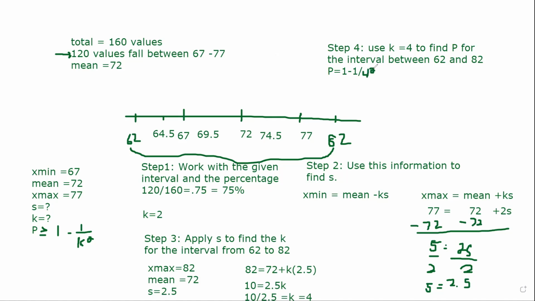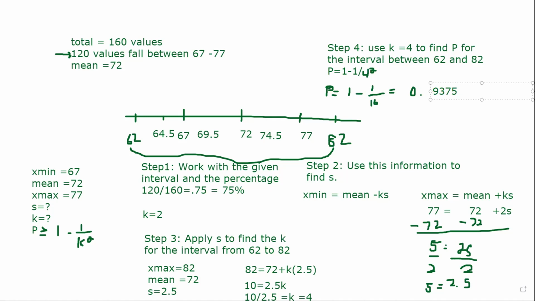And if you do the math, you get P is equal to, it looks like T, but it's supposed to be a P. I think that's a little more believable. 1 minus 1 over 16. And if you do the math there, this is going to come out to be 0.9375. Right? And if I make that a percentage, then that's going to be 93.75%.